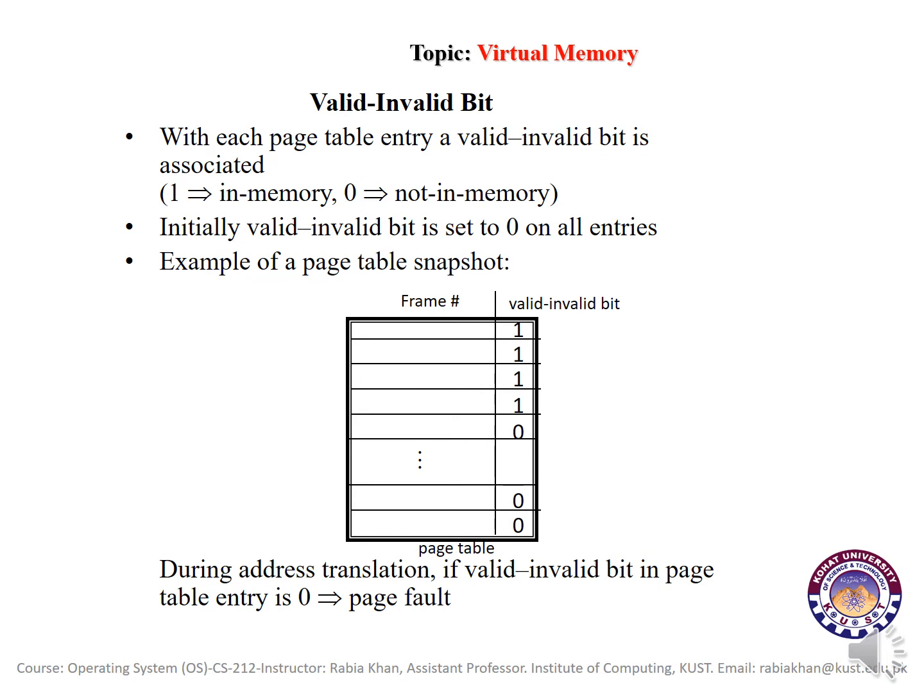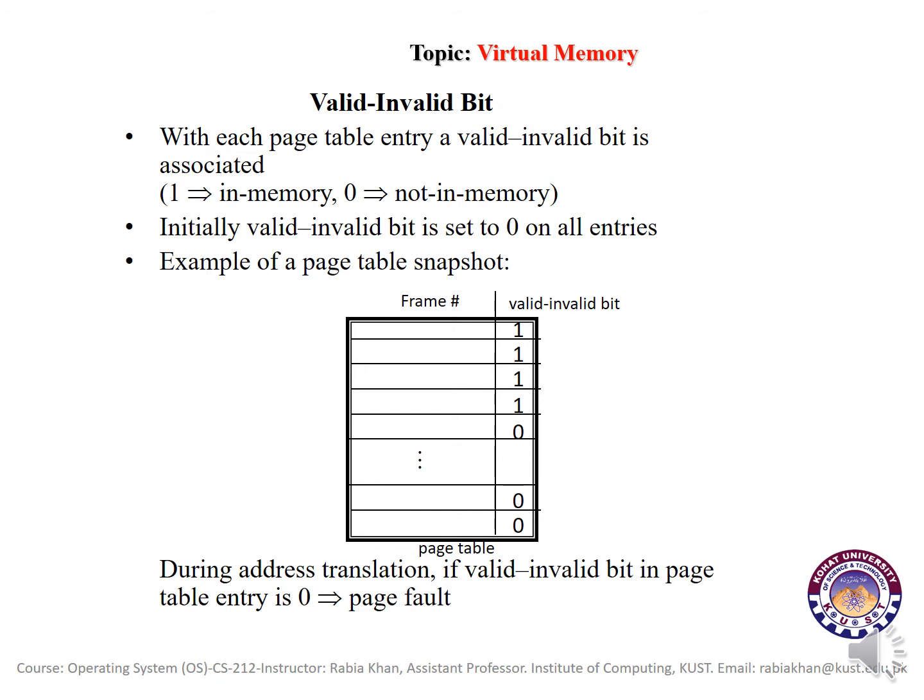We already discussed valid and invalid bits in the previous chapter. Every entry of the page table has a valid/invalid bit associated with it. Valid is represented as 1, which means the specific page is present in main memory, while the invalid bit is represented as 0, which means the specific page is not present in main memory.